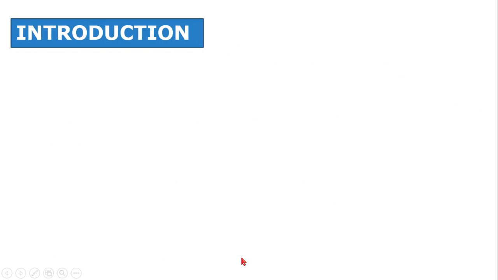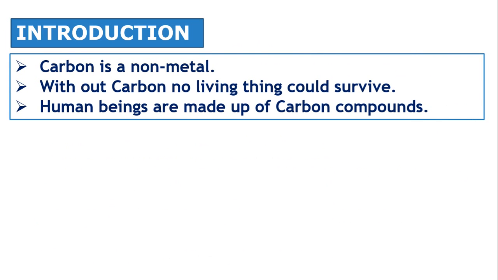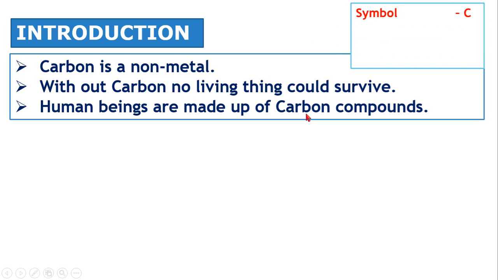Now, introduction of carbon and its compounds. Carbon is a non-metal. Without carbon, no living thing could survive. Human beings are made up of carbon compounds. The symbol of carbon is C. The atomic number of carbon is 6. The atomic mass of carbon is 12. And its valency is 4.